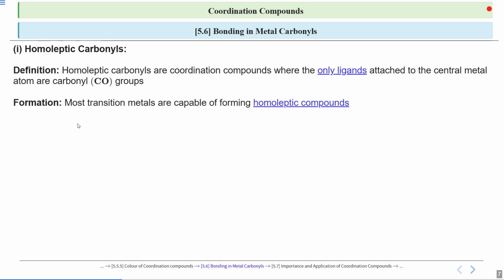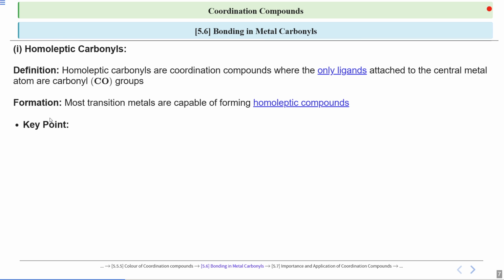How does this formation happen? So most transition metals are capable of forming homoleptic complexes. There are many transition metals, and that's why we are using the word most, that most transition metals are capable of forming homoleptic compounds.